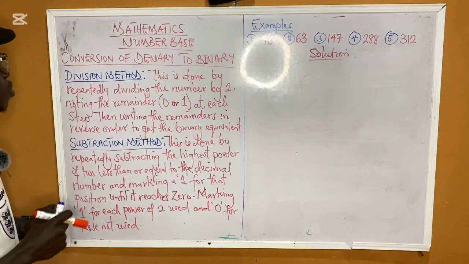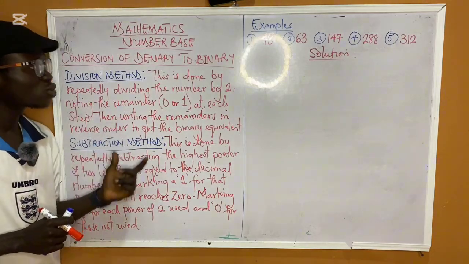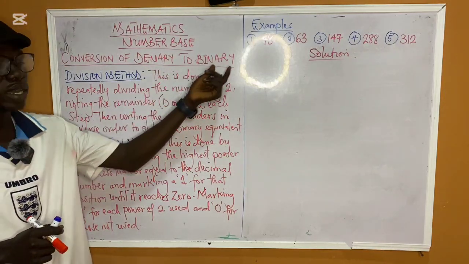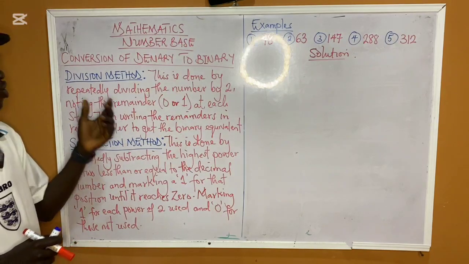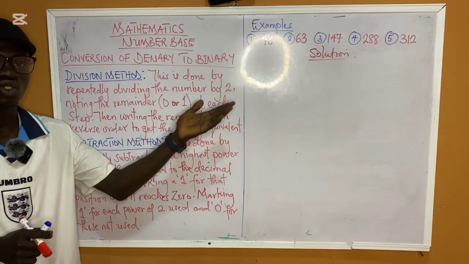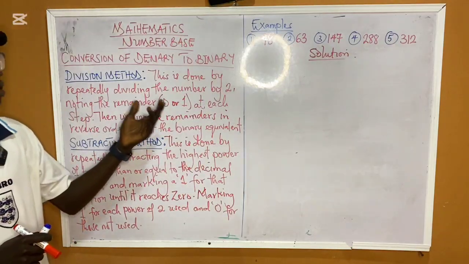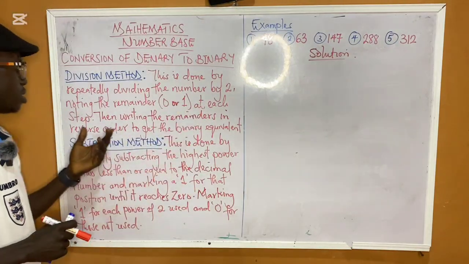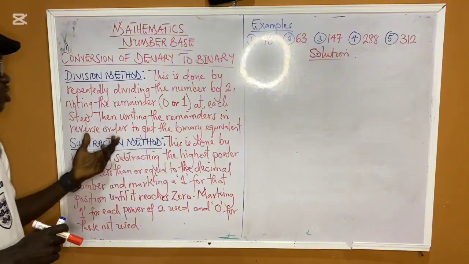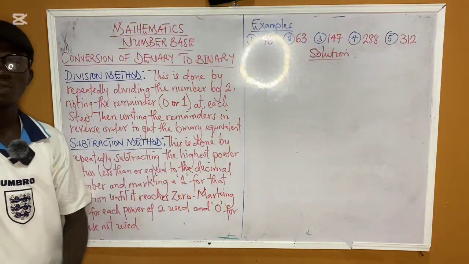Good. So today we'll be using 2 methods to convert denary to binary. The first one is division method and the second is subtraction method. Division method. This is done by repeatedly dividing the number by 2, noting the remainder 0 or 1 at each step, then writing the remainders in reverse order to get the binary equivalent.